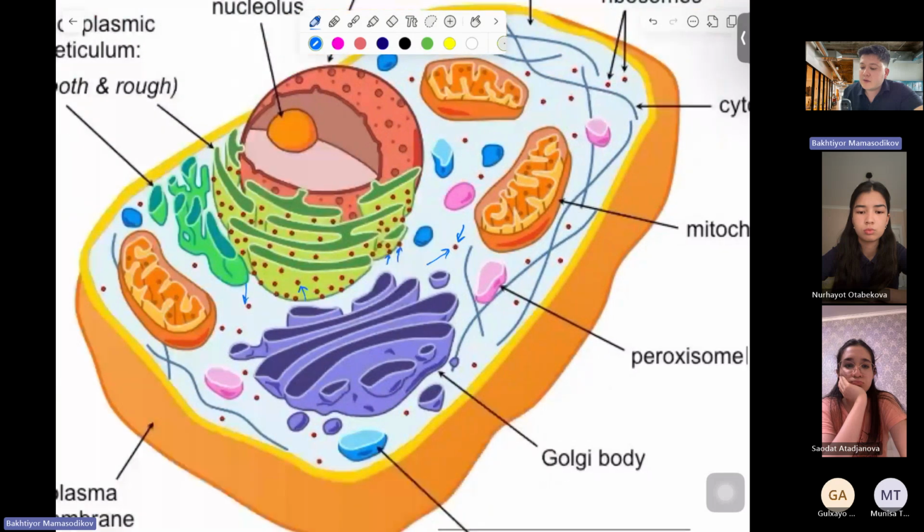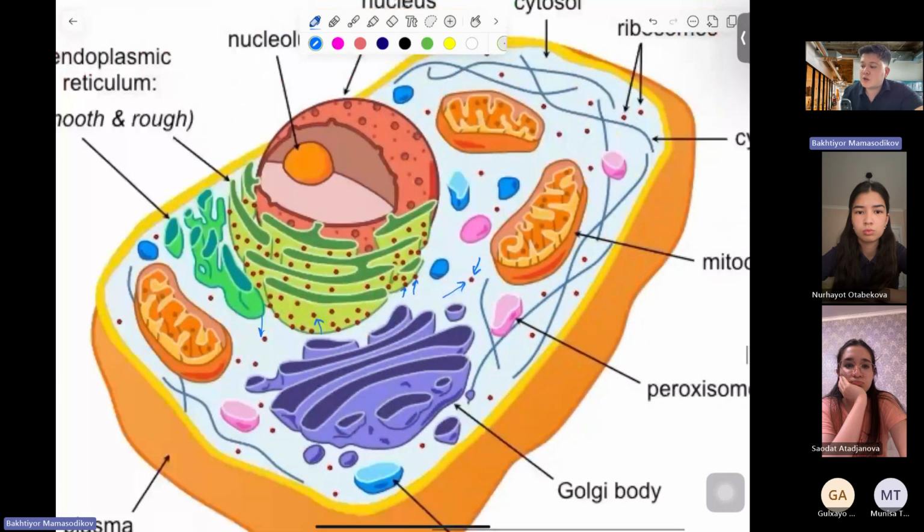And after that, we have the smooth endoplasmic reticulum. This structure, this lightish yellowish structure, is called smooth endoplasmic reticulum. And here you can see the darker inside, the darker greenish color. This is the rough endoplasmic reticulum, which is closer to the nucleus. This is the nucleus of the cell. And if you exit the nucleus, you start to see the rough endoplasmic reticulum. And this is the smooth endoplasmic reticulum.